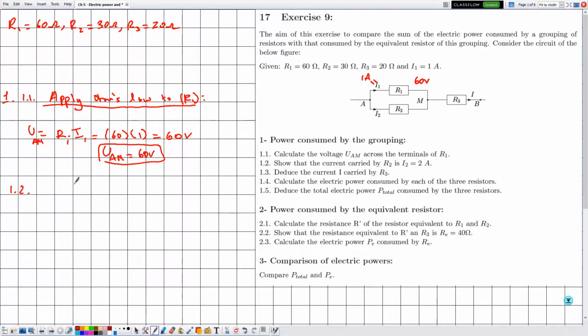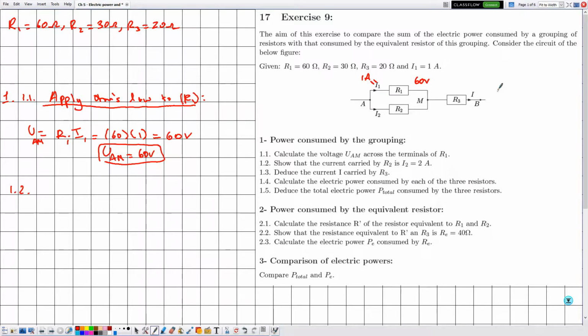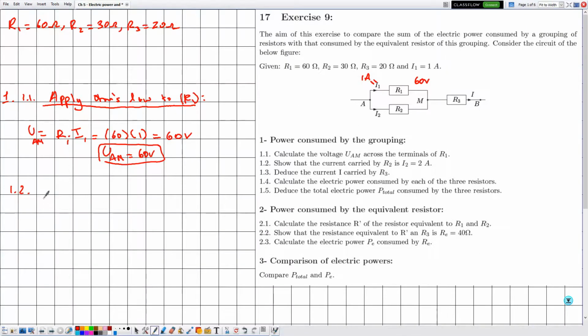Now in 1.2 we are interested in showing that the current carried by R2, I2, is equal to 2 amperes. Mainly we have three methods to determine the value of I2, but here since we know the voltage UAM, which is 60, and we know the value of R2, we can apply Ohm's law to determine the value of I2. Then in this case you are applying Ohm's law to R2.